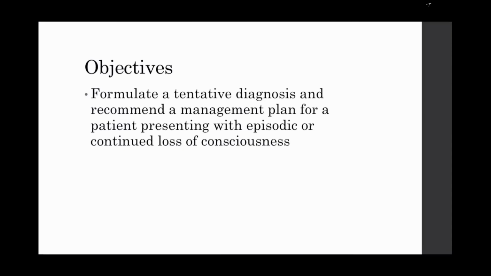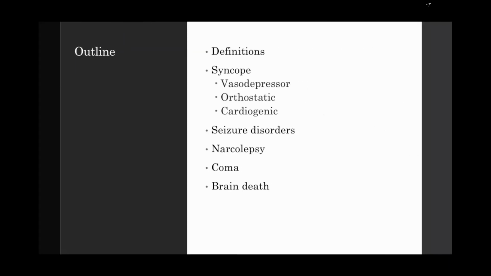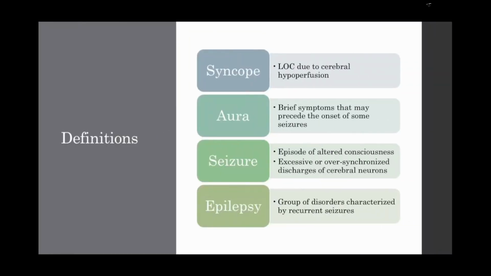So we're talking about people who have episodic or continued loss of consciousness. We're going to go over syncope, review a little bit of the cardio stuff because it does relate to the neuro, because when someone comes in with syncope, again, you have to figure out, is this a cardiac or a neuro cause? Seizures, narcolepsy, coma, and then brain death.